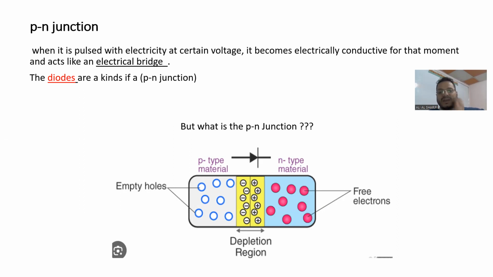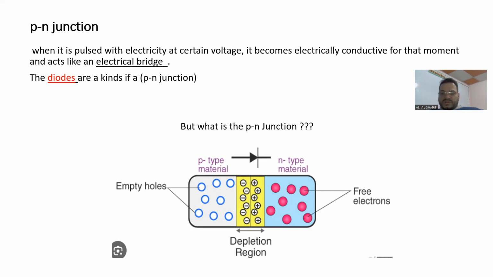The diodes are a kind of p-n junction. Like I said before, from the p-n junction we make the solar cell, diodes, transistors. Yes, I think that covers it, and maybe I forgot one of them. All of these are made from the p-n junction.